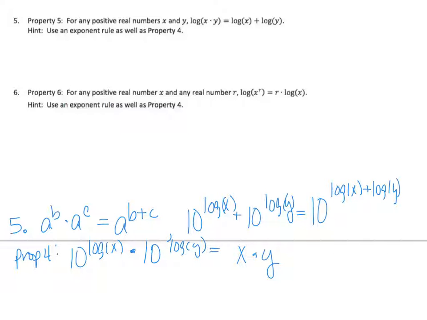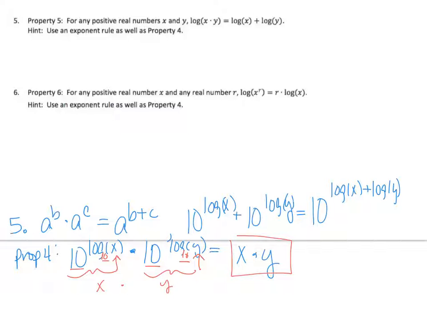We said for property 4, if these are the same, that's my simplification. So this group right here simplifies to x, and this group right here simplifies to y, which is what I've written right there.